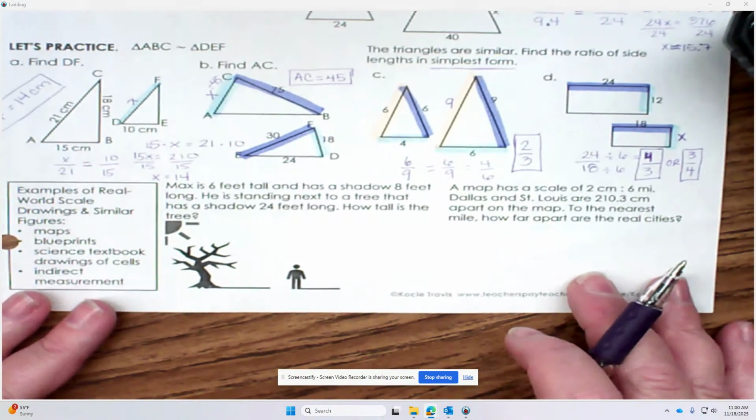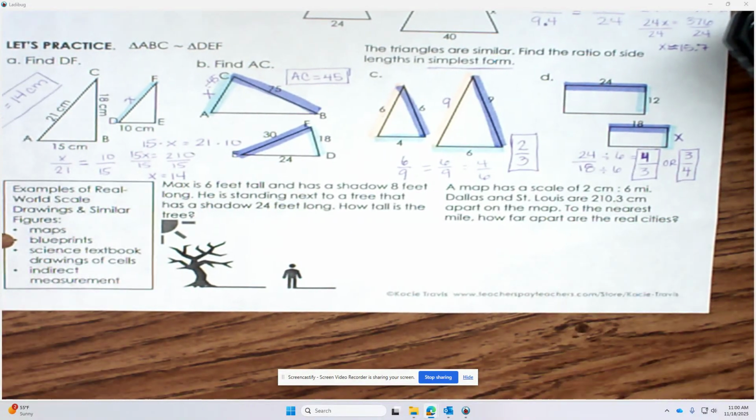All right, down here to the big bad word problem, and then we will be done. Examples of real world scale drawings and similar figures. Things that we would see in the real world. Why am I learning this, Ms. Alfana? Well, you're learning this because you're going to look at things like maps and blueprints and science textbook drawings of cells and other scientific things that are either really small or really big, or indirect measurements. These are all times that you would use this similar figures information.